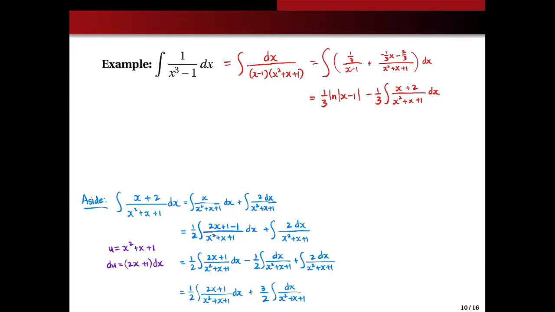Now, what about this guy? What I'm going to do is to rewrite this x squared plus x plus 1 into either a sum of two squares or a difference of two squares. And we will use trigonometric substitution there. I will write this as something in square plus or minus a constant squared.